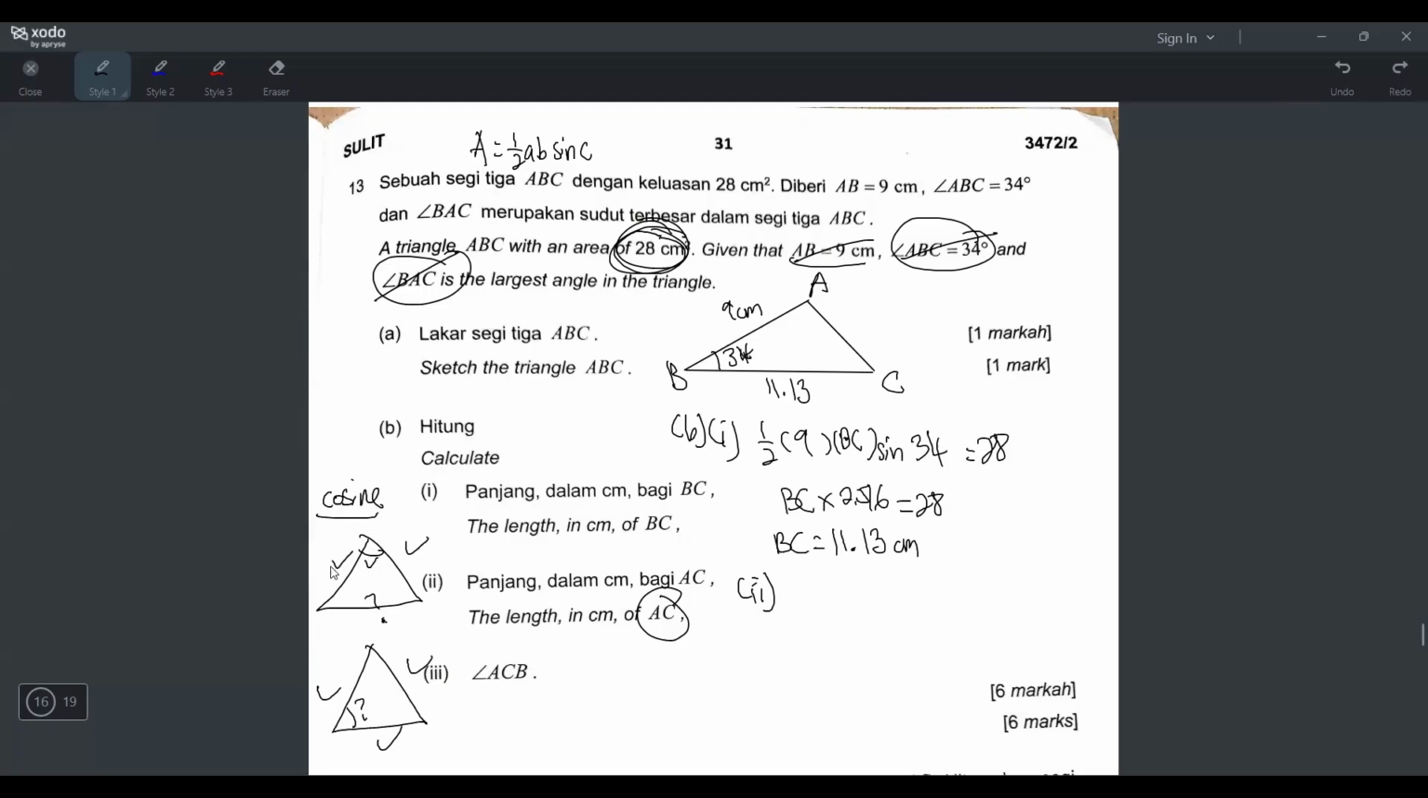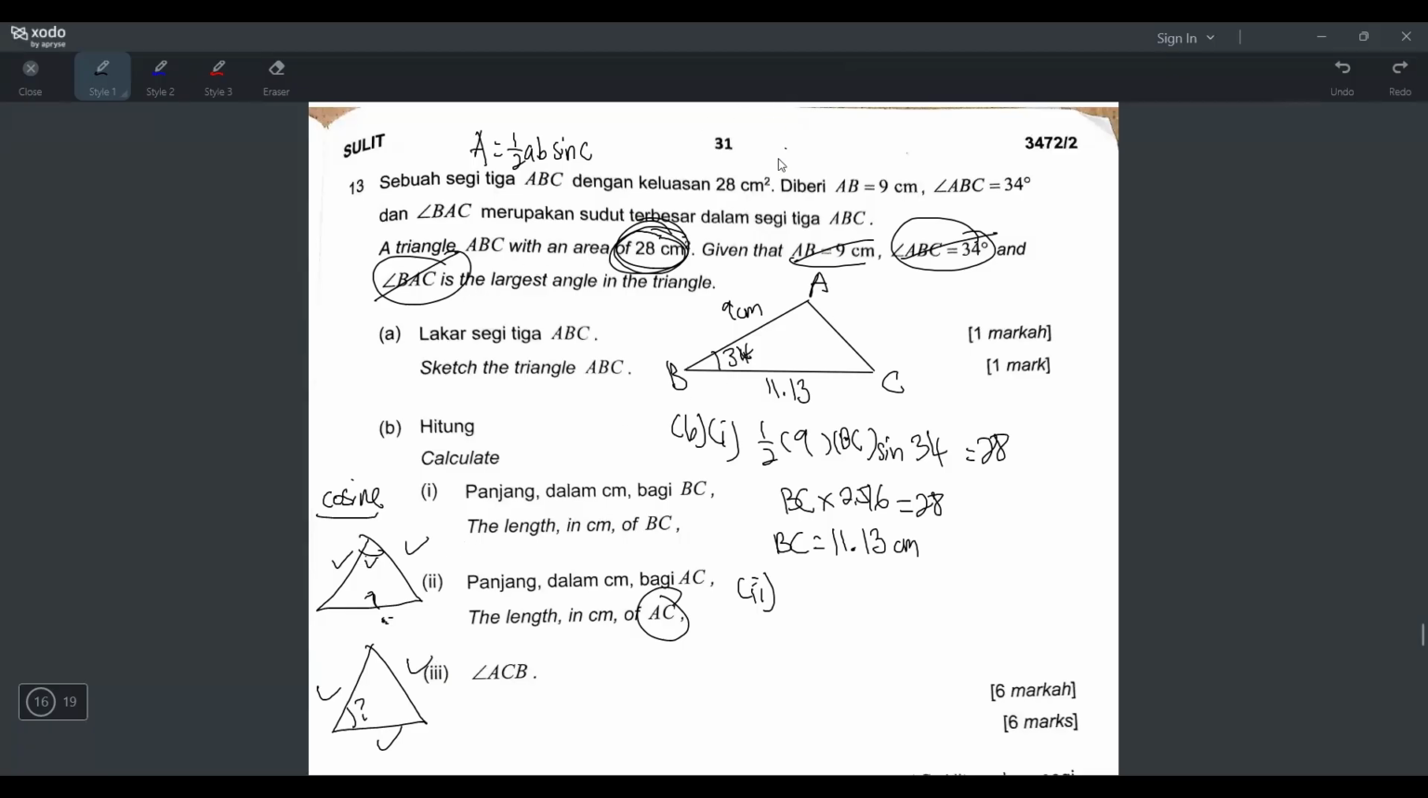First condition is they give you two sides, one included angle, and ask you to find the remaining side. The other condition is they give you all three sides and then ask you to find any angle inside. So this condition belongs to this one, right? You have two sides and one included angle, and you're trying to find the remaining side. So you use cosine rule.